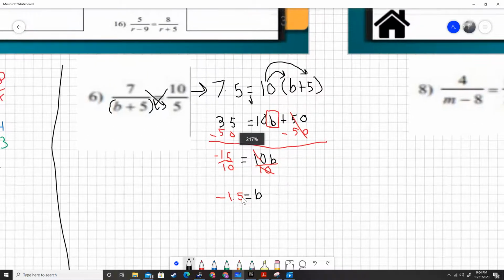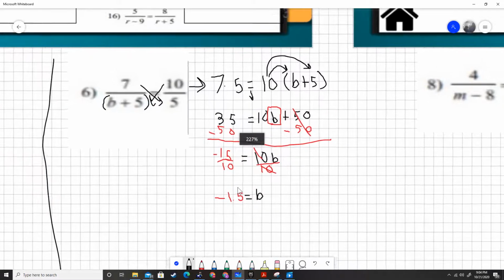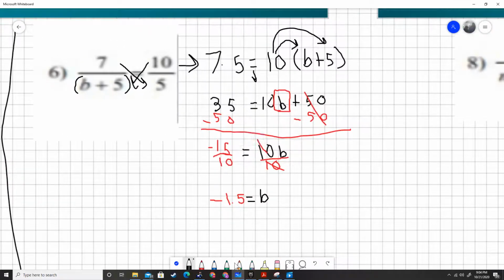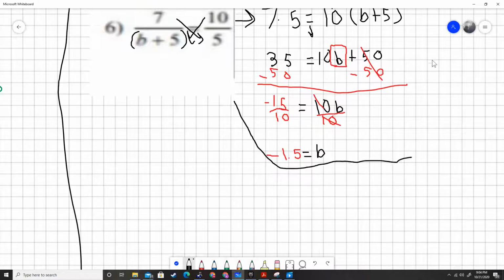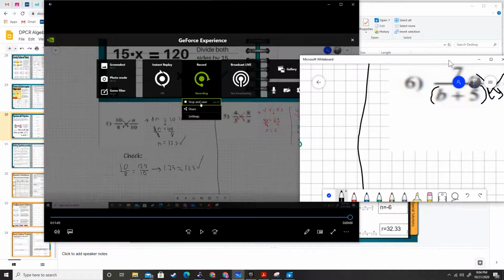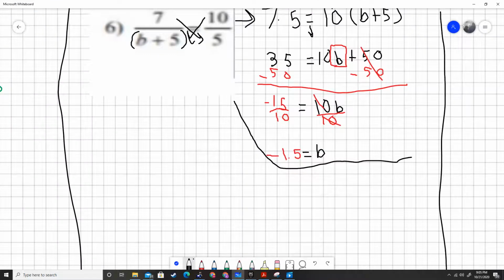So we found out what B is, but is our math correct? In order for us to check our math, we're going to have to plug in this B and see if these fractions are equal all the way at the end. So let's give us a little bit of space over here. We're going to just section this off, and let's put our check right here.